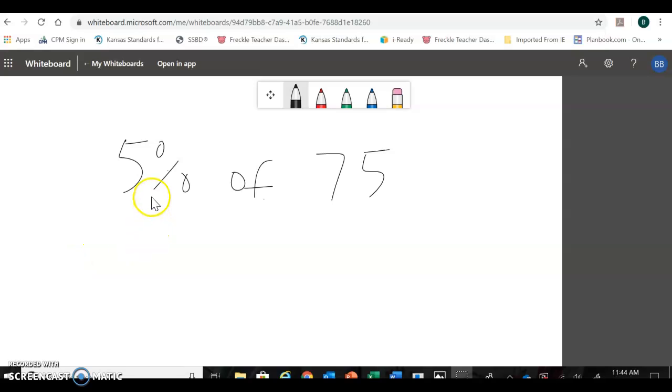The way we're going to solve this is we're going to use the method where you change this percent to a decimal and you multiply by whatever number you have. So we're going to change this to a decimal. In order to do that, we have to think about what 5% means.